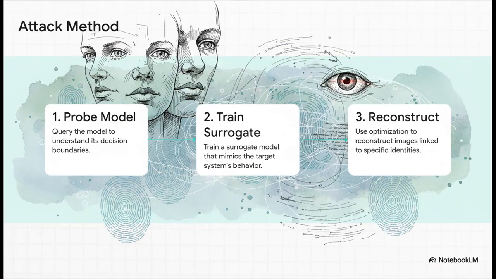So how does it actually work? It's basically a 3-step process. First, the attacker just asks the model a bunch of questions to figure out how it thinks. Then they use what they learned to build their own copycat model, a surrogate that acts just like the real one. And finally, they use this copycat to play a kind of digital hot and cold, tweaking a fuzzy image over and over again until the model basically screams, "Yep, that's it. That's the person. That's the face I was trained on." And just like that, you have a reconstructed face.